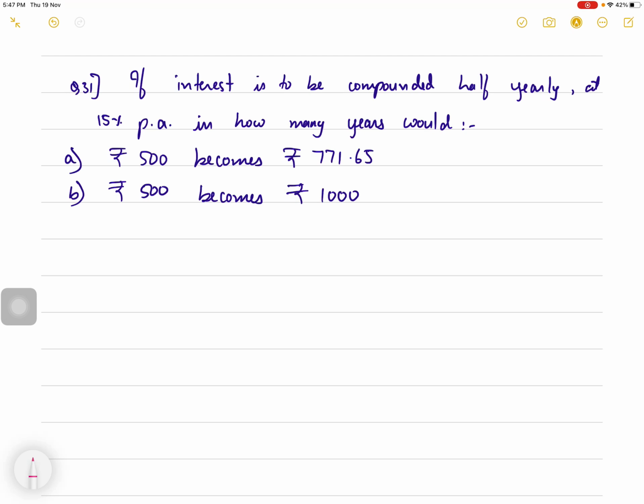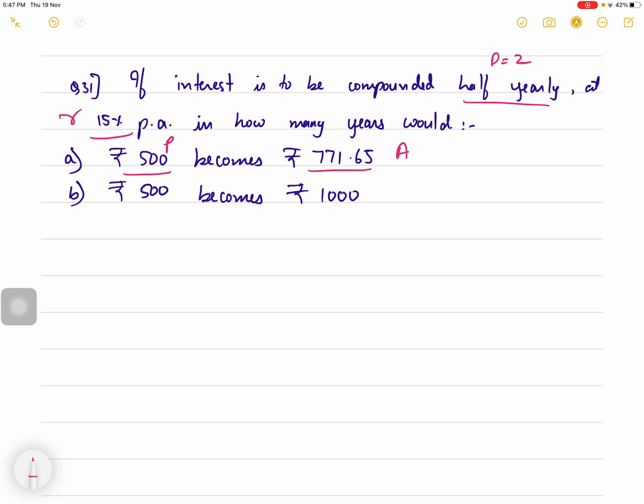So in the first part, principal is 500, amount is 771.65, compounded half yearly, that means D is equal to 2. R is given as 15% per annum, and you are supposed to find out N.